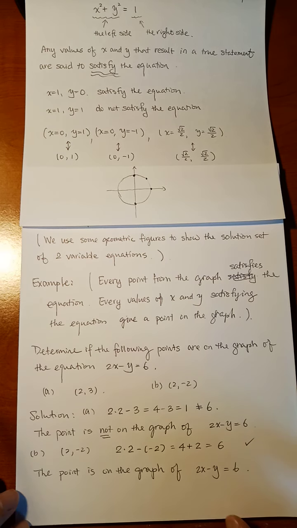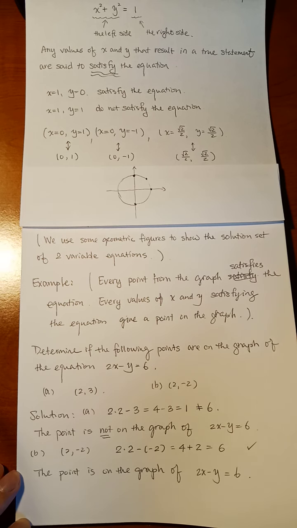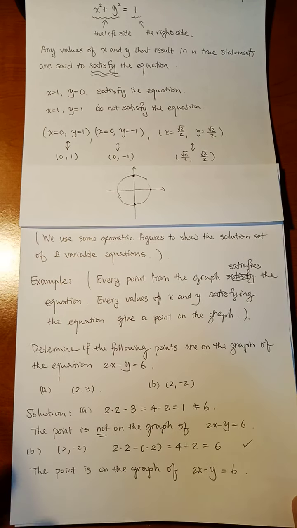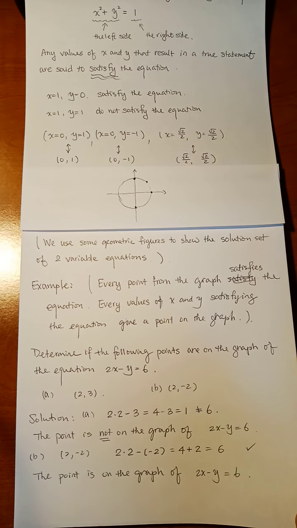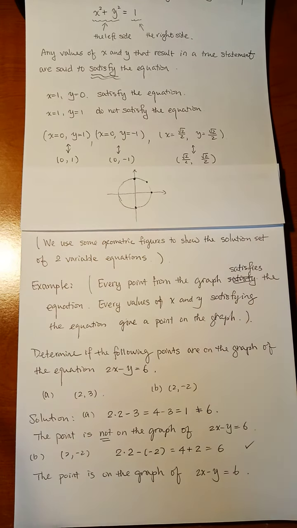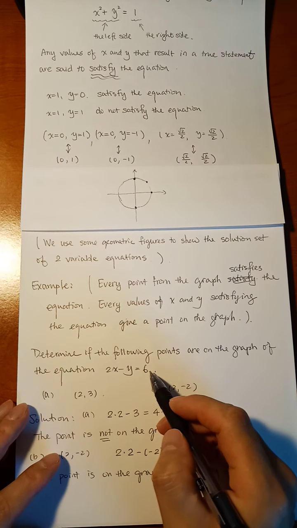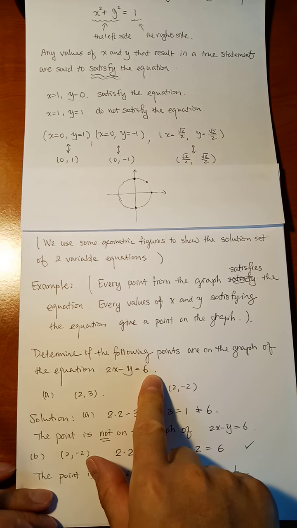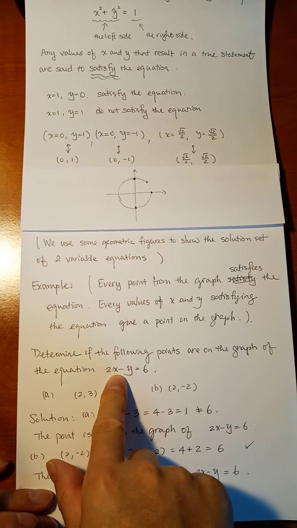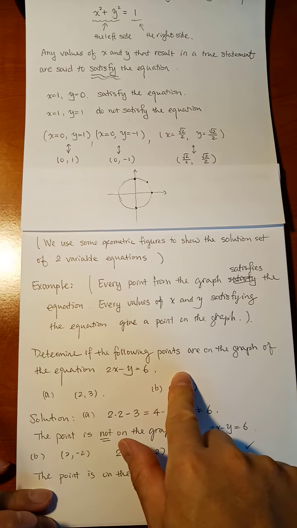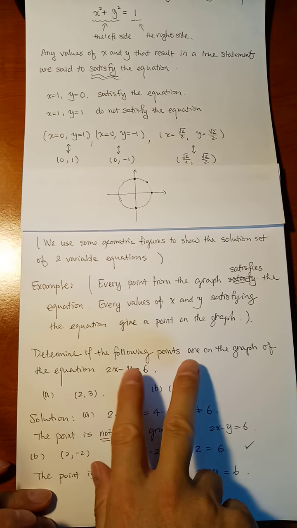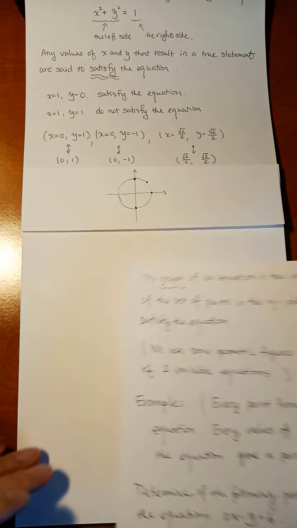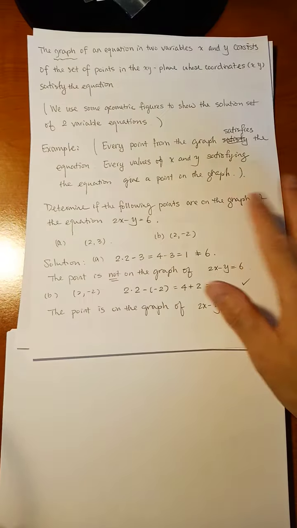So to determine whether a point is on the graph, you just check if it satisfies the equation. You start from the left-hand side, and here the right side is simple, so you do not do anything about it. Sometimes the left side and right side both involve x and y, so you evaluate the left side, evaluate the right side, and see whether those two values match or not.